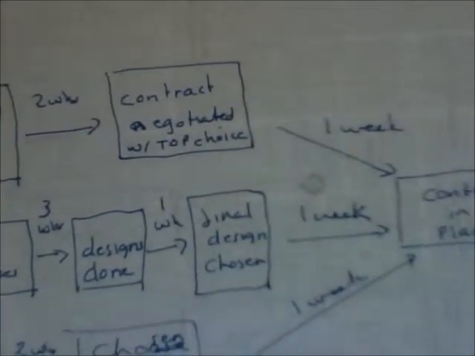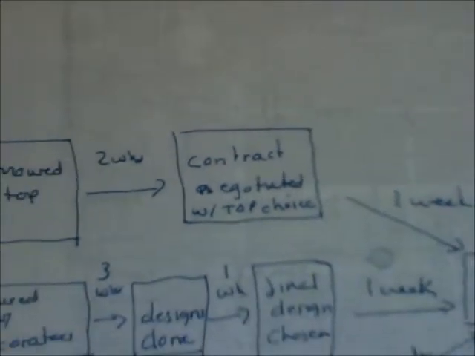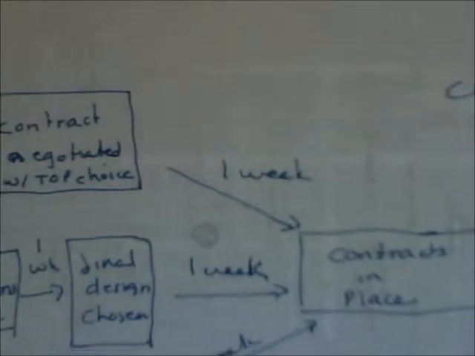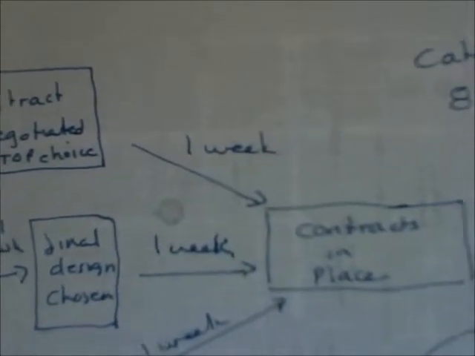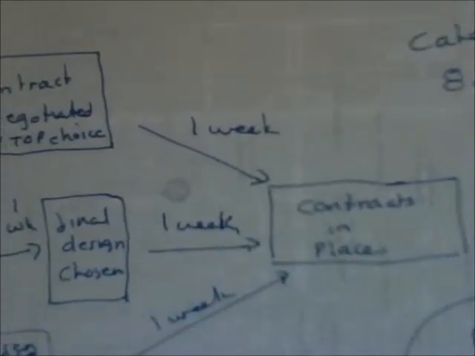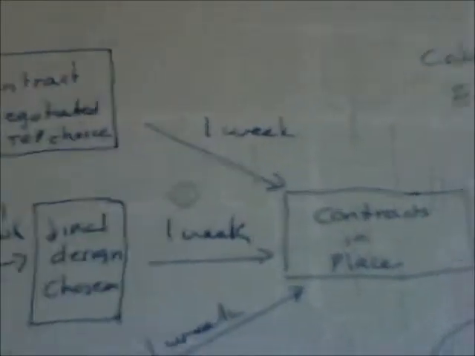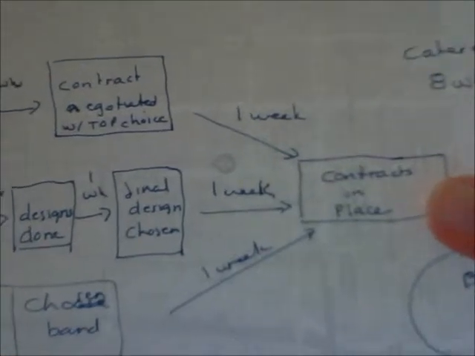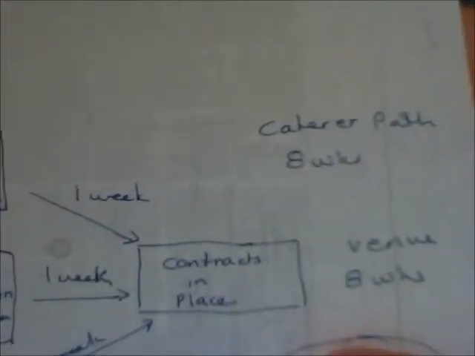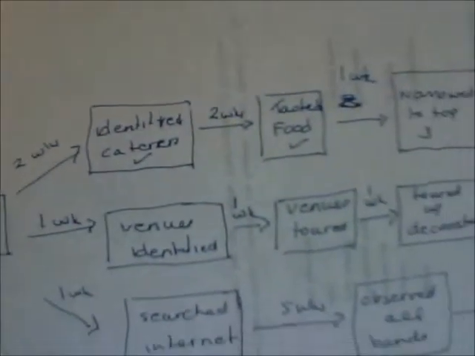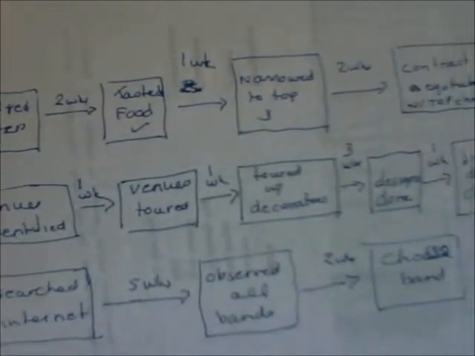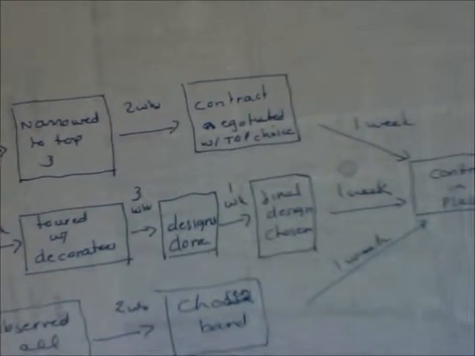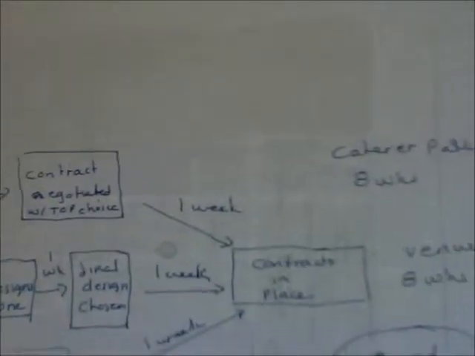Then our next milestone was negotiating contracts with all 3 of them, figuring out which one we wanted. That's going to take us 2 weeks, and then finally just 1 week to enter into and sign the contract with the caterer that we chose. So that gets us to our final point, which is the contracts in place, and that's what our PERT chart is all about, getting us to that point. In this case, the caterer path took us 8 weeks, and we'll go through that real quickly. So it took us 2 weeks, plus 2 weeks, plus 1 week, plus 2 weeks, plus 1 week, and that's how we get to the 8 weeks.